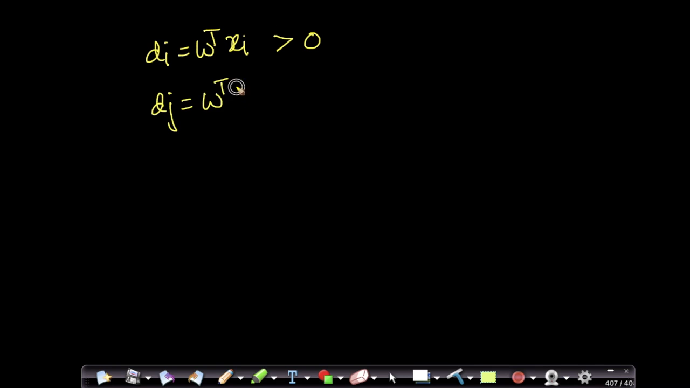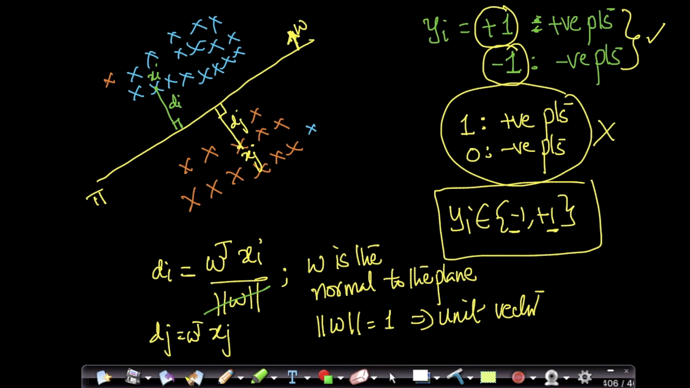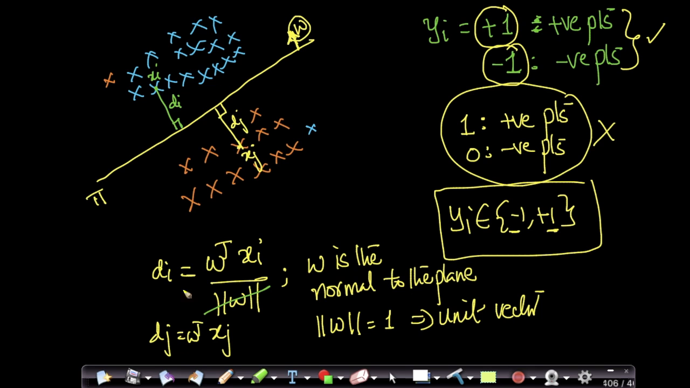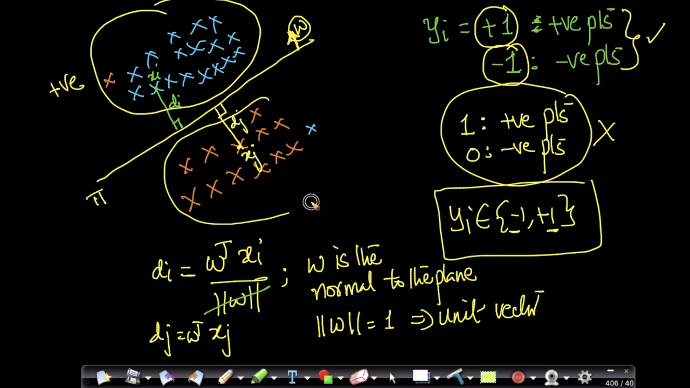Dj is W transpose Xj. Now look at it. Because Xj is on the opposite side of your W, this value will be less than 0. So for all positive points, let's assume I found a plane. If I say that every point that is in the same direction as my W is a positive point, and all the points on this side are negative points, right?